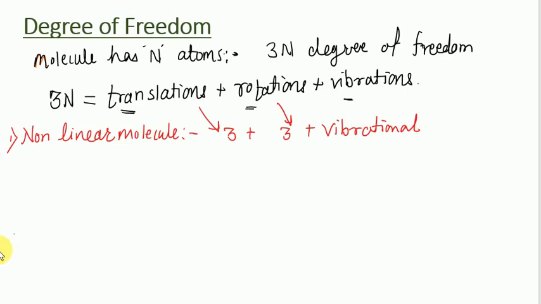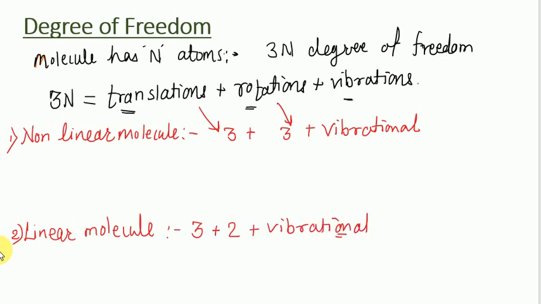Second, if we consider the linear molecule: in the non-linear molecule, translation is 3, rotational is 3 and the remaining are vibrational motions, or vibrational degrees of freedom. Then if we consider the linear molecule, here the translation is 3, rotational is 2 and the remaining are vibrational.